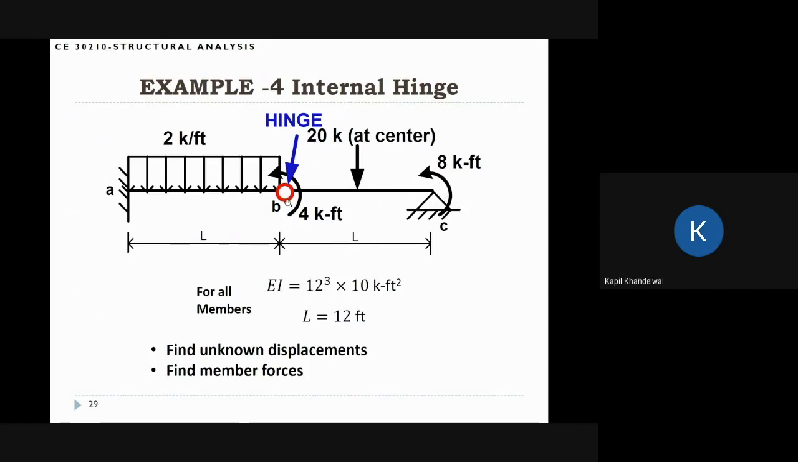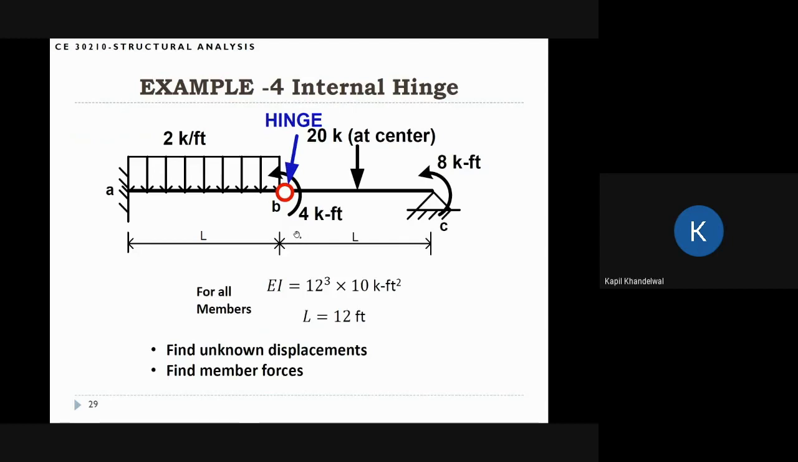At B, there is one free degree of freedom, that is a vertical displacement at B. But because of the hinge, there are two rotational degrees of freedom. One is at the right side. So the right side is allowed to rotate independently with respect to the left side. So at the hinge, there are two independent rotational degrees of freedom. One is at the right side, the other is at the left side.